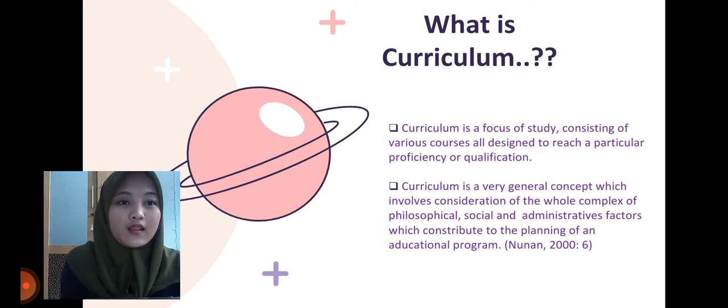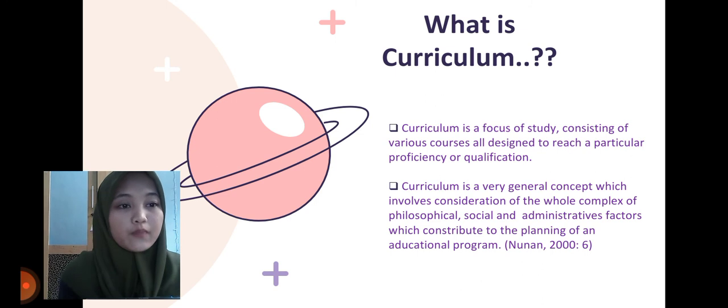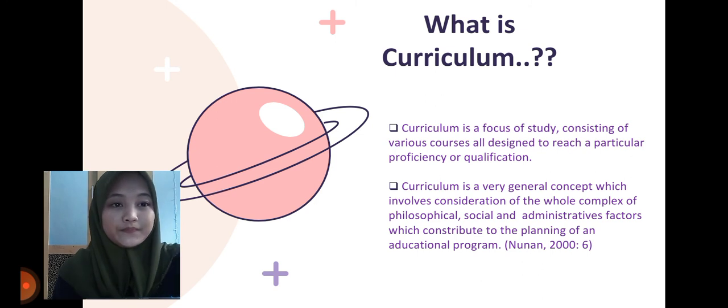So, let's continue. What is curriculum? Curriculum is a focus of study consisting of various courses all designed to reach a particular proficiency or qualification. And then, curriculum according to Noonan 2000, page 6, is a very general concept which involves consideration of the whole complex of philosophical, social, and administrative factors which contribute to the planning of an educational program.